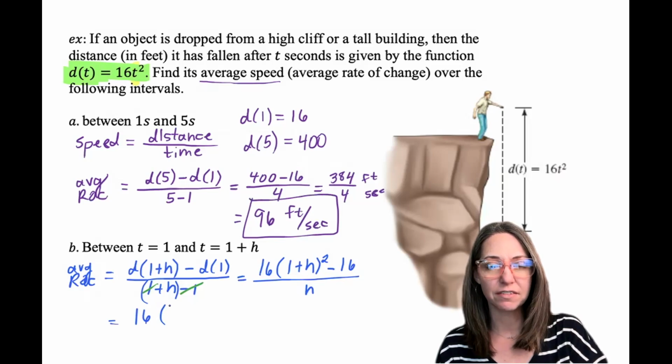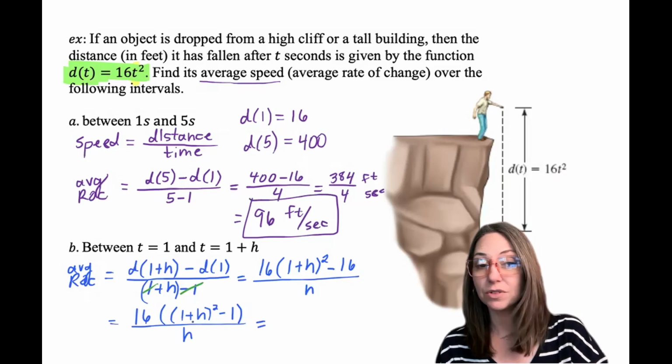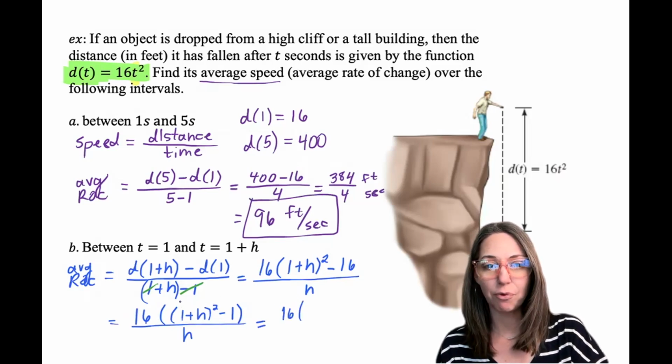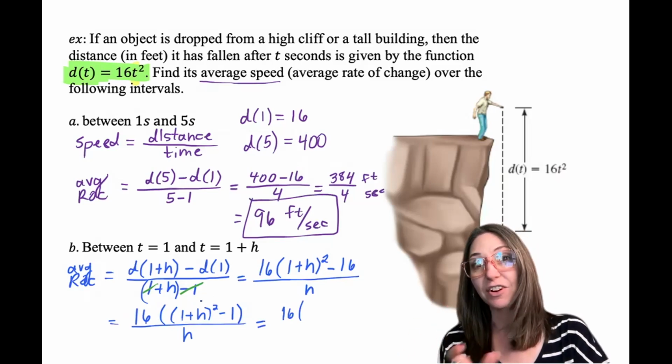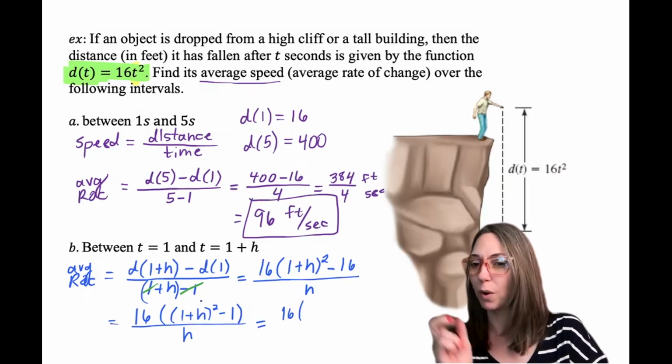So I'm factoring the 16 out of both this term and that term. That leaves me with parentheses 1 plus h all squared minus 1, for taking that 16 out of that 16 right there, all over h. Now we need to simplify, so we're going to FOIL that out. So we have 16 times. If I FOIL out 1 plus h squared, that is not 1 squared plus h squared. We have to FOIL: 1 plus h times 1 plus h.